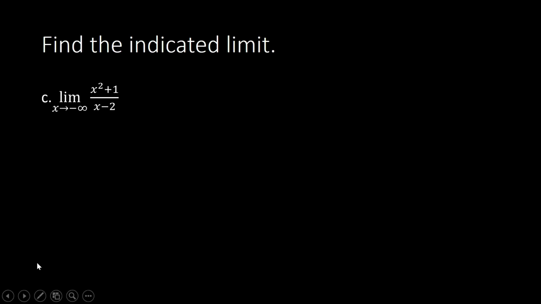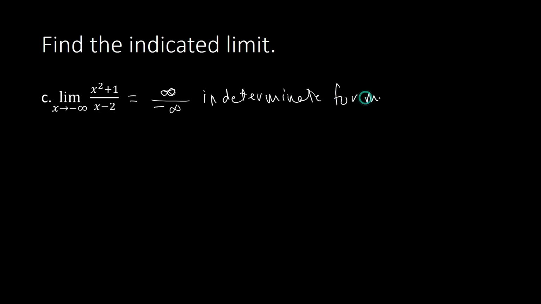Well, it looks like this will give us another indeterminate form, because the limit of x squared plus 1 as x approaches negative infinity is infinity, and the limit of x minus 1 as x approaches negative infinity is negative infinity. So this is an indeterminate form. So do not rush into conclusions. This is not equal to 1, this is not equal to negative 1, this is not equal to infinity.